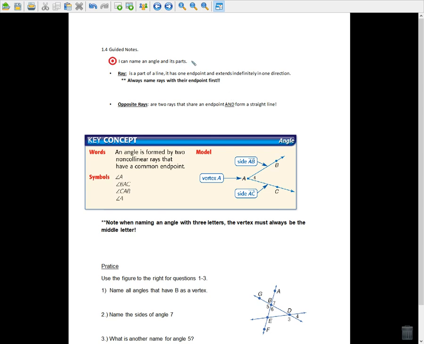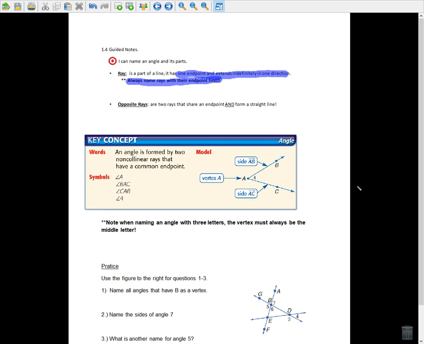So first definition we have here is a ray. So a ray is a line. It's a part of a line. And it's got one endpoint and extends infinitely in one direction. So go ahead and write that into your notes there. One endpoint, extends infinitely in one direction. And one of the most important parts here that we will need today is we will always name rays with their endpoint first. Okay, always name rays with their endpoints first.